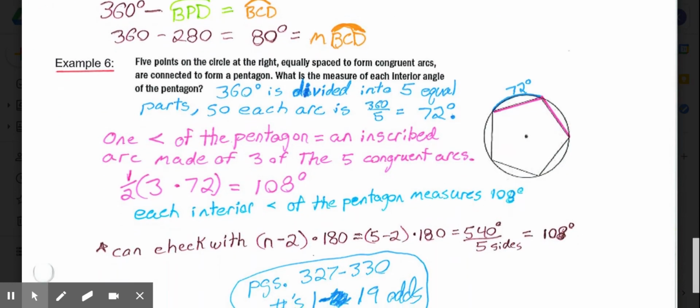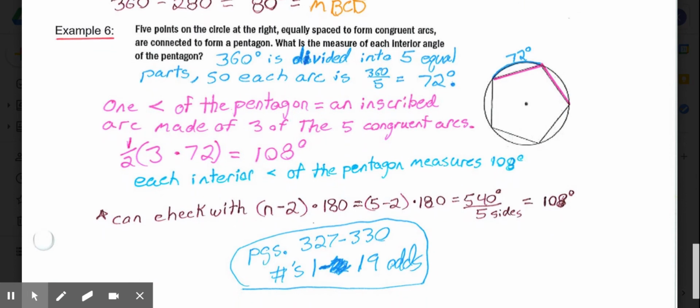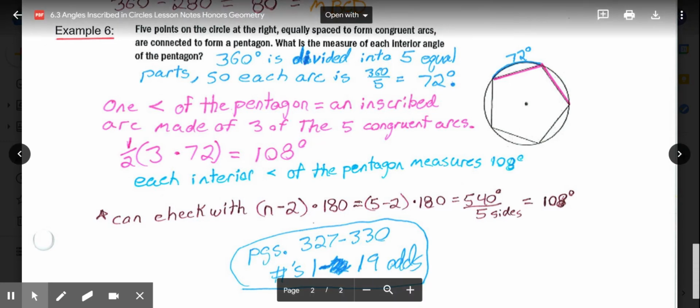And then our last example, example 6 here, says 5 points on a circle at the right are all equally spaced to form congruent arcs, and they're connected to form a pentagon. What is the measure of each interior angle of this pentagon? So we know in this case that 360 degrees, our whole circle, is being divided into 5 equal parts. So 360 divided by 5 tells me each arc around this exterior is 72 degrees.